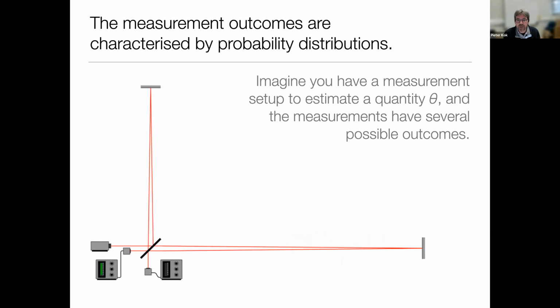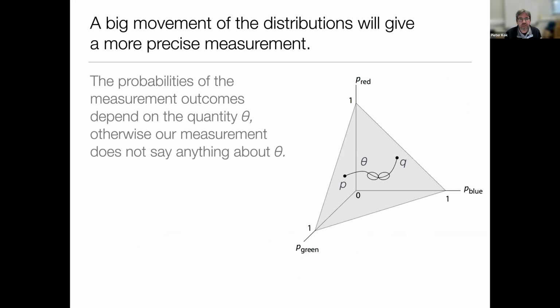If the change in path length is indicated by this quantity theta, then you can see that for different values of theta, we have different probabilities for which detector is firing. If we then look at a mathematical model of this, and at the probability distribution of your measurement outcomes, here I drew a 3-dimensional picture where we have 3 different measurement outcomes.